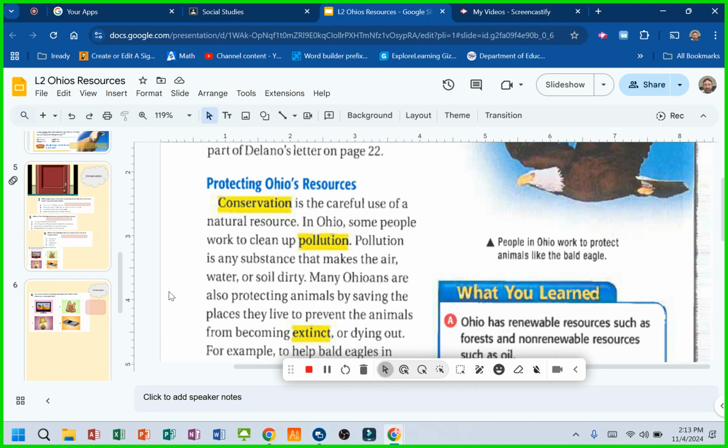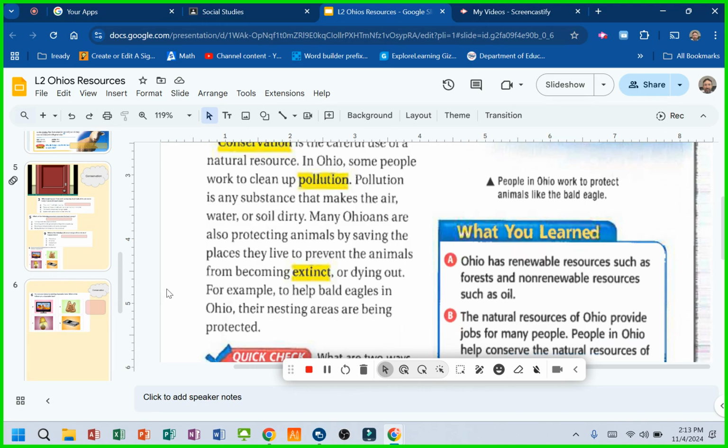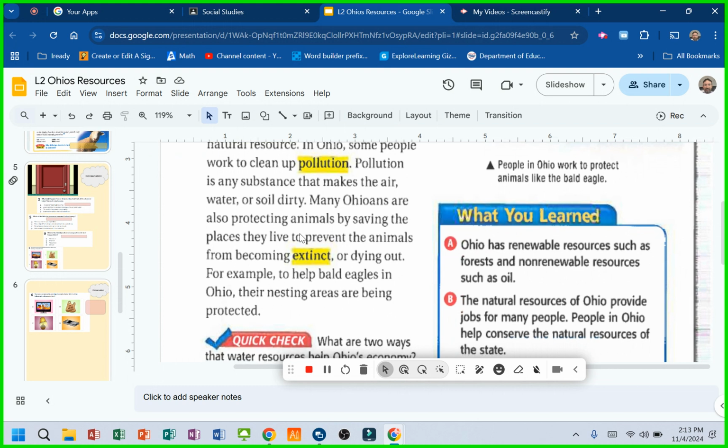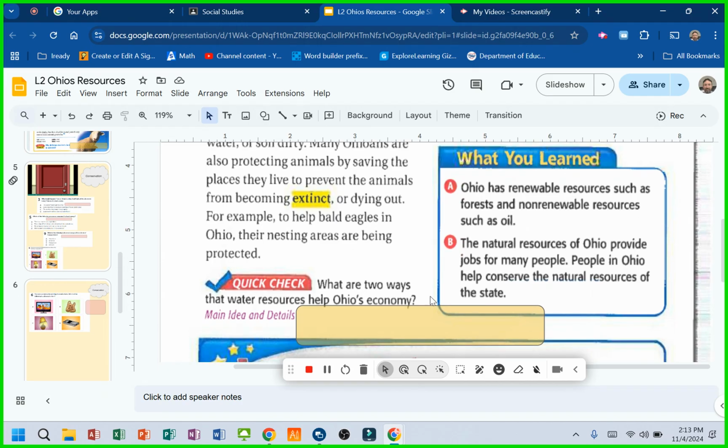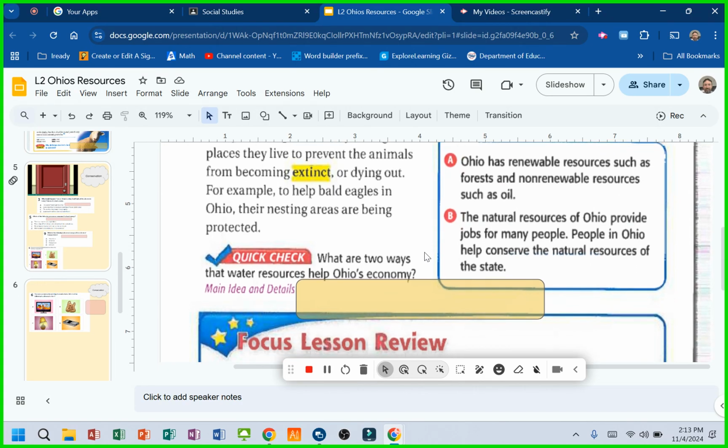In Ohio, some people work to clean up pollution. Pollution is any substance that makes the air, water, or soil dirty. Many Ohioans are also protecting animals by saving the places they live to prevent the animals from becoming extinct, or dying out. What does extinct mean? Dying out. For example, to help bald eagles in Ohio, their nesting areas are being protected. By the way, bald eagle population, up or down? Down. No, it's up. Yeah, they were nearly extinct. They were almost out of existence. Then they put in rules, and they're thriving right now.